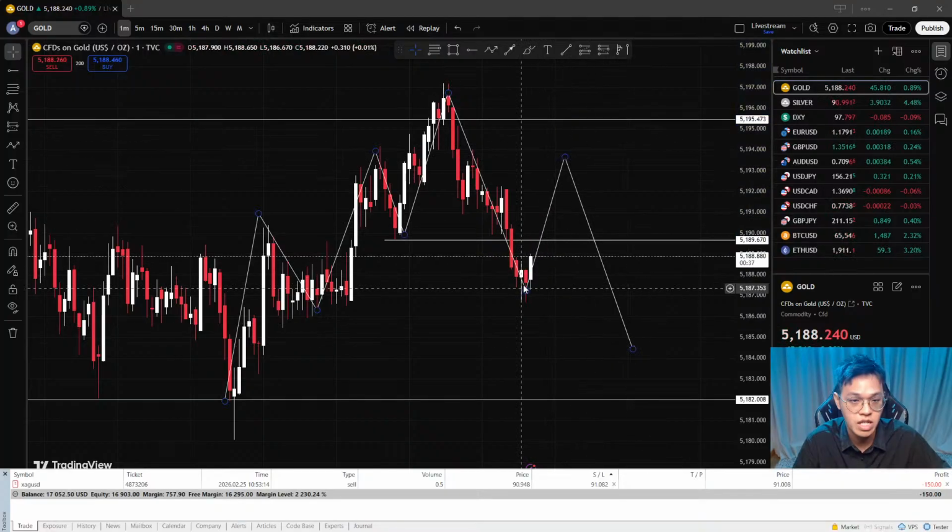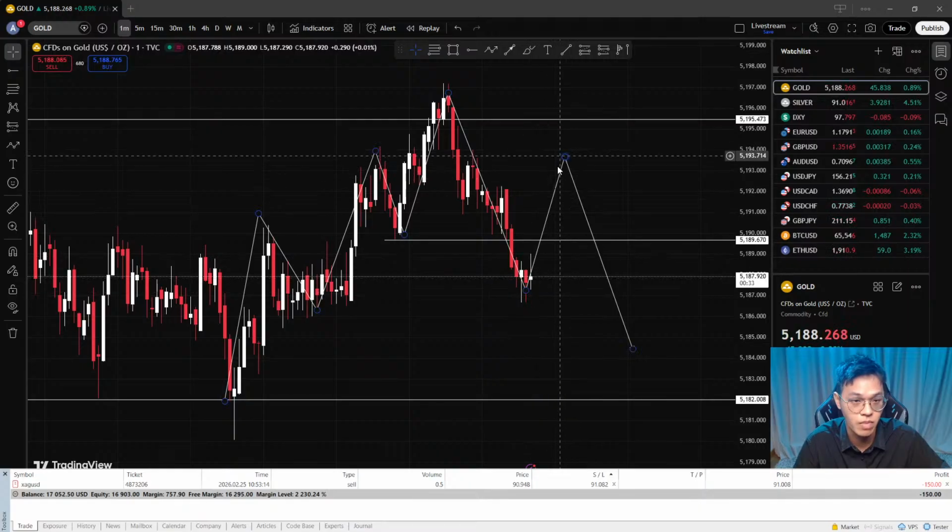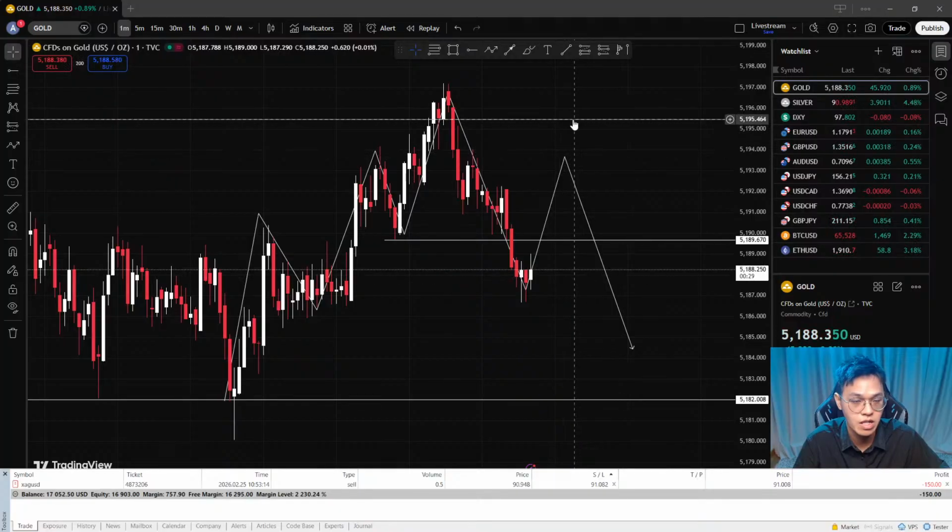So when the price has a retracement, if the price can rebound to around this level but doesn't break this resistance level, then I think I would sell here.